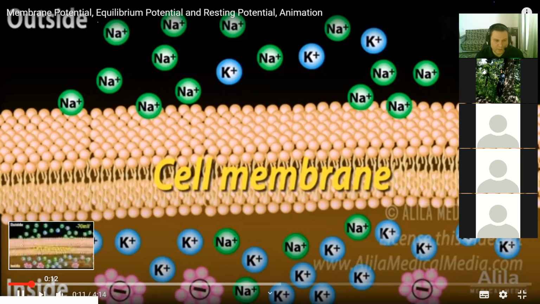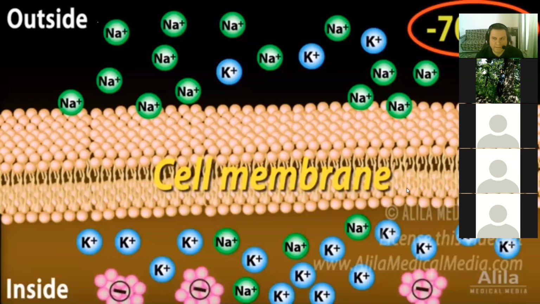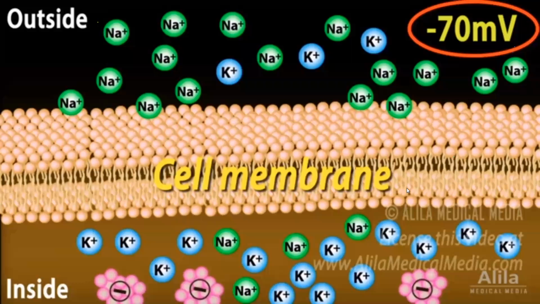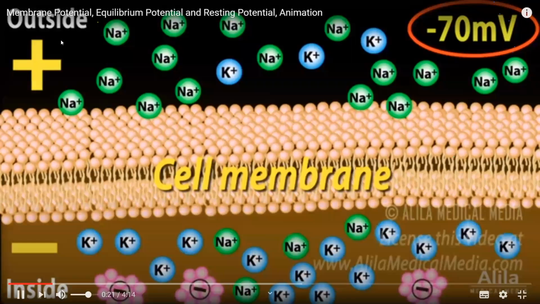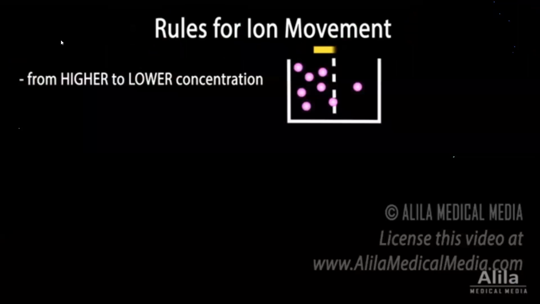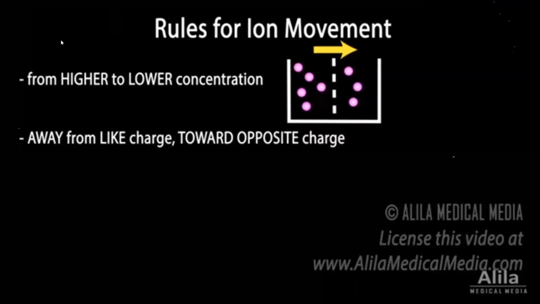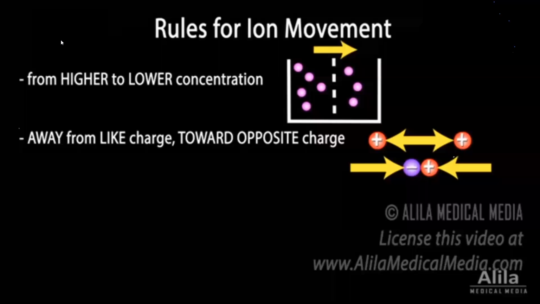Most cells have a negative transmembrane potential. Because membrane potential is defined relative to the exterior of the cell, the negative sign means the cell has more negative charges on the inside. There are 2 basic rules governing the movement of ions. They move from higher to lower concentration, just like any other molecules. Being charge-bearing particles, ions also move away from like charges and toward opposite charges.